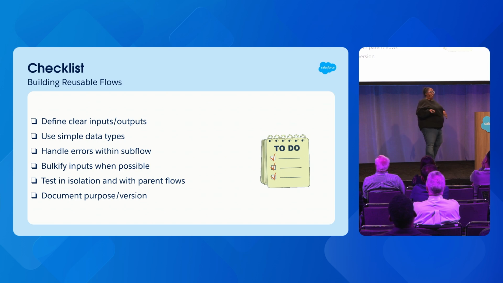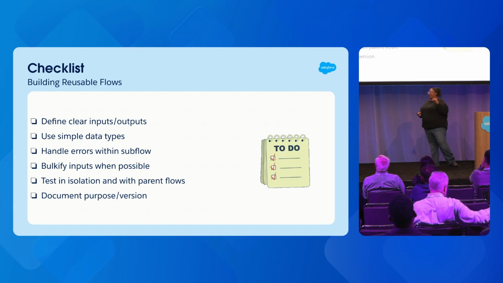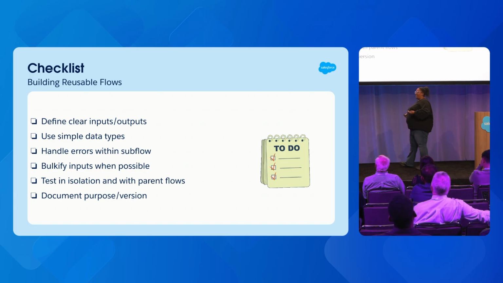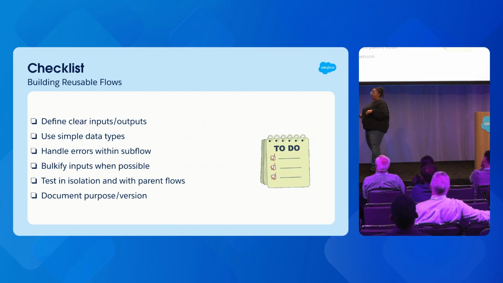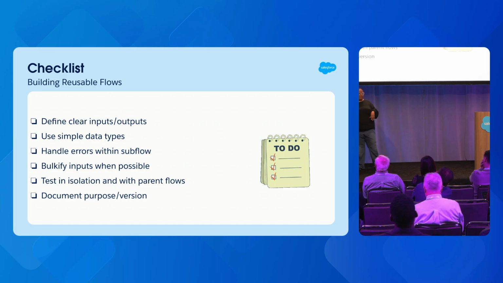So here is a checklist you can also use for building reusable flows. That involves defining very clear inputs and outputs: what's coming from your parent flow into the subflow, and what are the outputs that you will then be using within the parent flow. I like to use text variables or just very simple variables instead of record variables. I just find that it's a lot less constricting when I want to use it in other places.